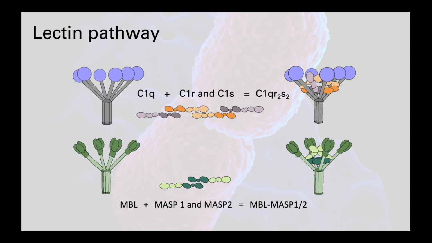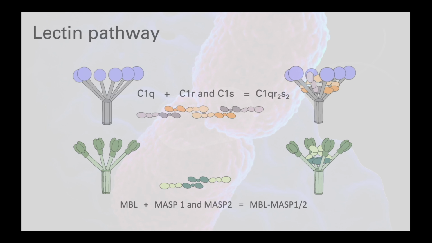The lectin pathway is almost identical to the classical pathway, except that instead of the C1 complex initiating the cascade, it's kicked off by a protein called mannose binding lectin, MBL, or one of the ficolin family proteins, which bind to sugars that are only found on microbial surfaces. Instead of C1r and C1s, two molecules of MASP1 and MASP2 are the proteases, with MASP standing for MBL or mannose binding lectin associated serine protease. And the remainder of the cascade is identical to the classical pathway.